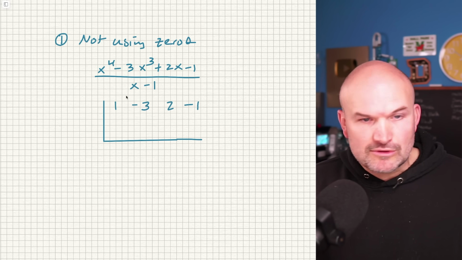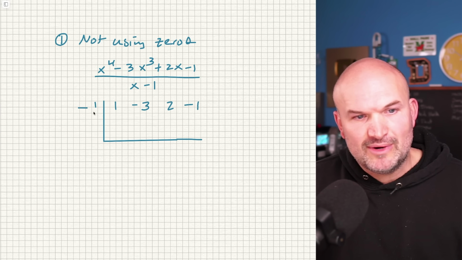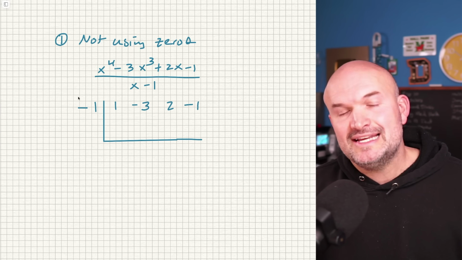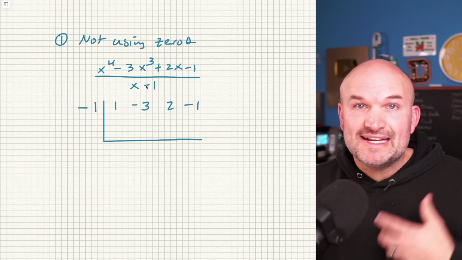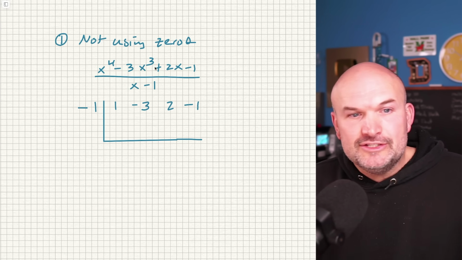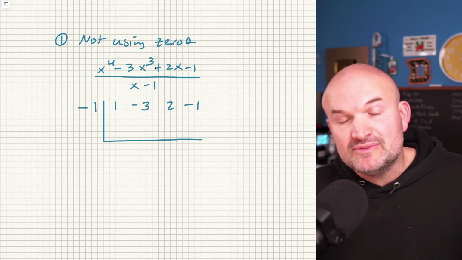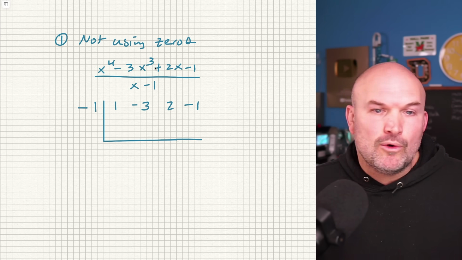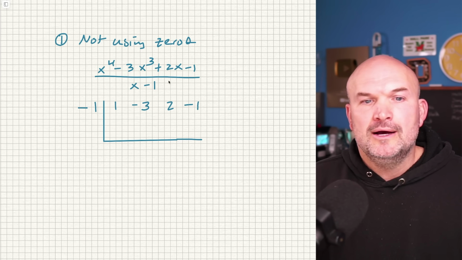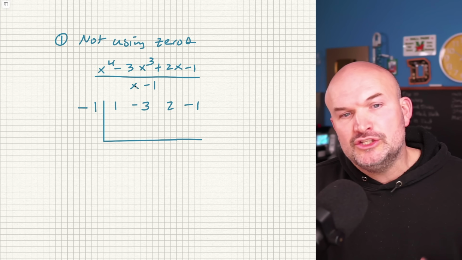Now, the mistake that students will make, and sometimes it's just an unconscious mistake, they see a -1 and they put that right there. But ladies and gentlemen, that is incorrect. X minus 1 is the factor, right? We're trying to determine, does x minus 1 divide into x to the 4th minus 3x cubed plus 2x minus 1? And is it going to divide in there evenly with the remainder 0, or is there going to be a remainder? When we're doing synthetic division though, unlike long division, we're not actually going to use the factor.